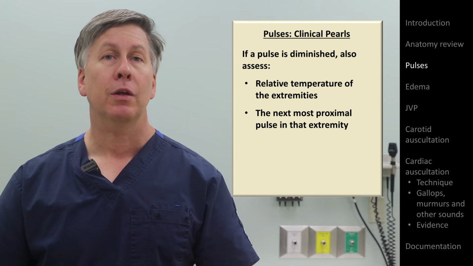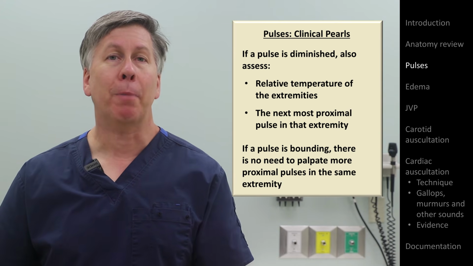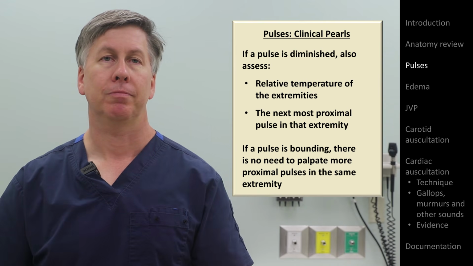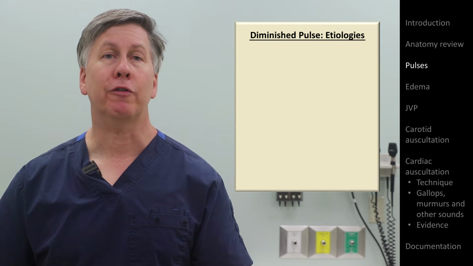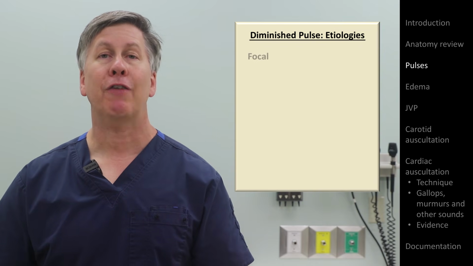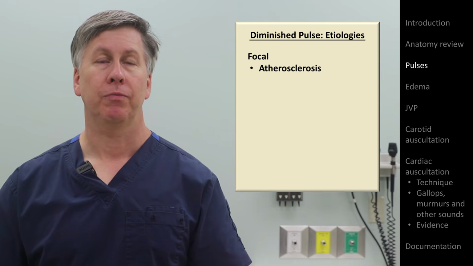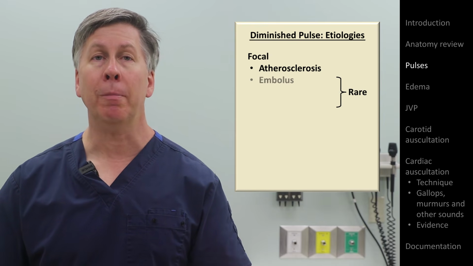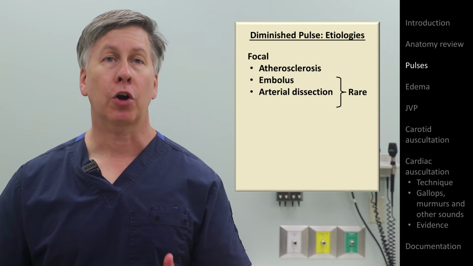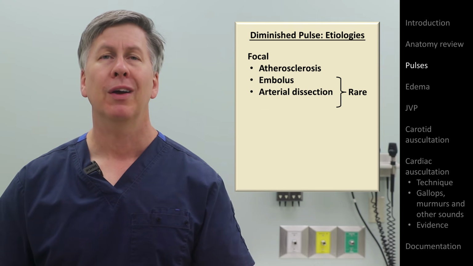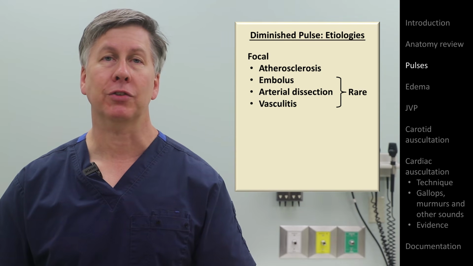On the other hand, if the radial pulse is normal or bounding, it's unnecessary to palpate the ipsilateral brachial. Etiologies of absent or diminished pulses can be separated into focal versus generalized. A focal decrease, particularly in the legs, suggests atherosclerosis. Rarer causes include an embolus, an arterial dissection in which the layers of the wall of a large muscular artery start to peel apart from one another, or vasculitis, which is autoimmune-mediated inflammation of the blood vessels.